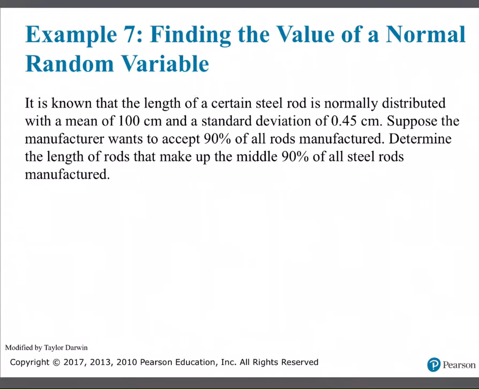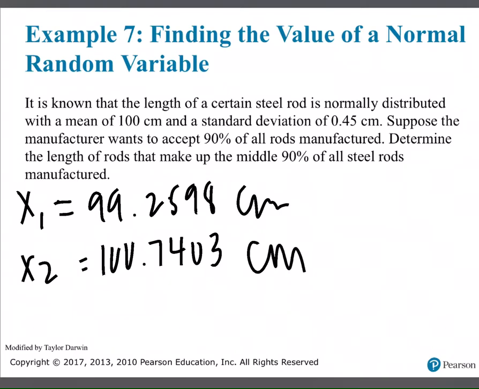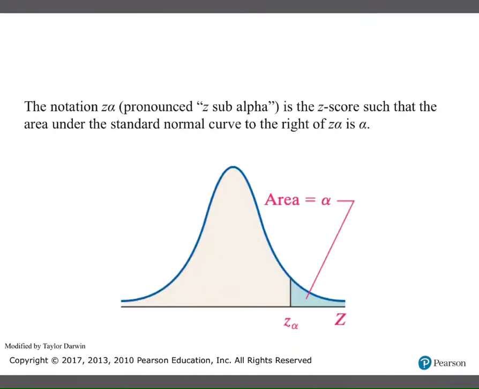Values in my calculator. And so it's basically saying if I want the middle 90%, I need rods that are between 99.2598 centimeters and 100.7403 centimeters.